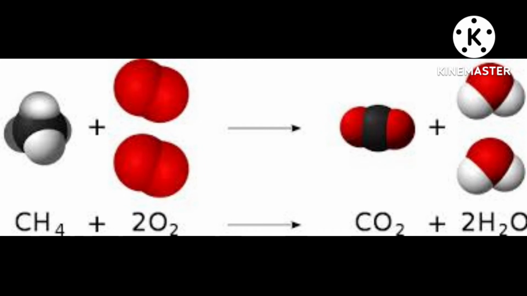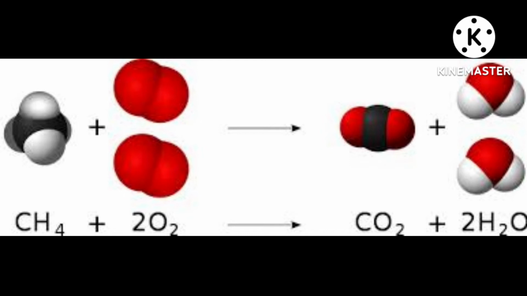Now the third piece of information is about volume. It means 22.4 liters of methane reacts with 44.8 liters of oxygen to give 22.4 liters of carbon dioxide and 44.8 liters of H2O vapor. This is the third piece of information you have to understand here.